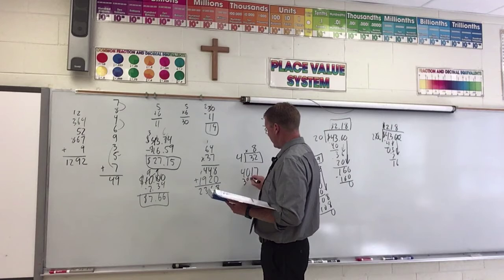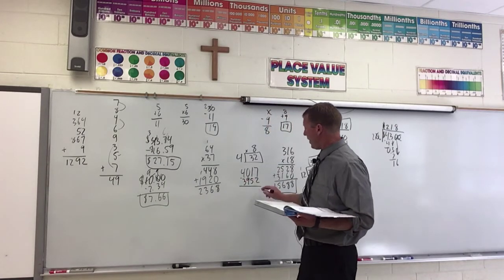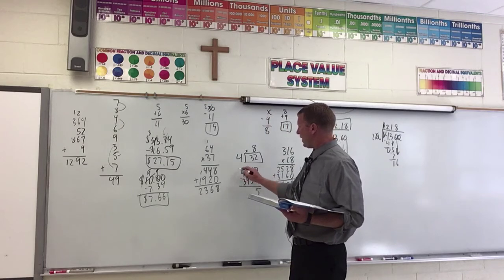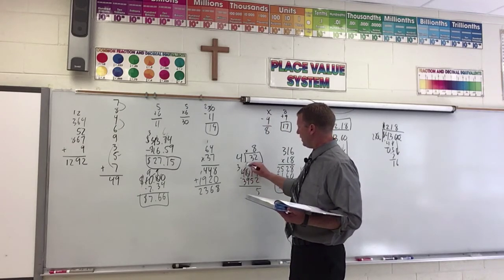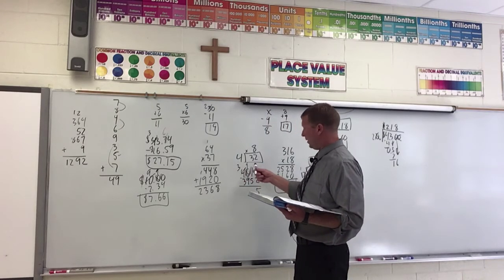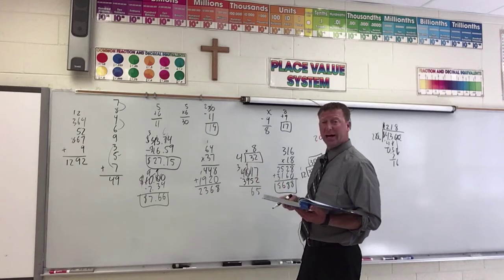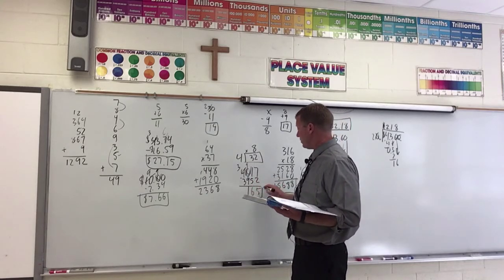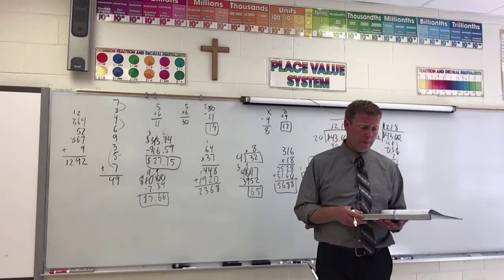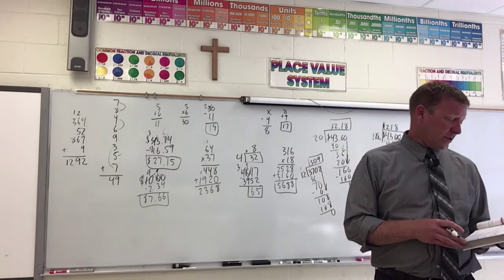4,017 minus 3,952. Can do the first subtraction. It's 5. Can't do the next. Got to go over here to the 4, 10, 9, 11. 11 minus 5 is 6. 9 minus 9 is 0. 3 minus 3 is 0. I obviously don't need to write those zeros. My answer is 65.